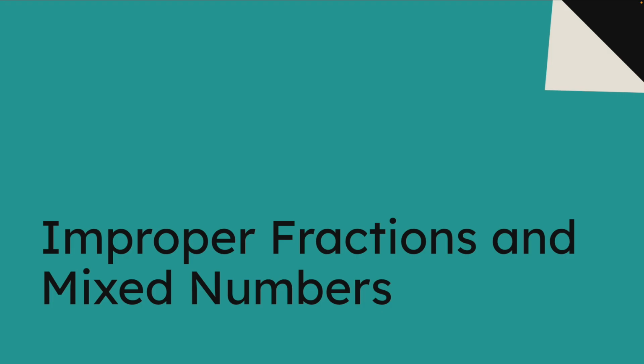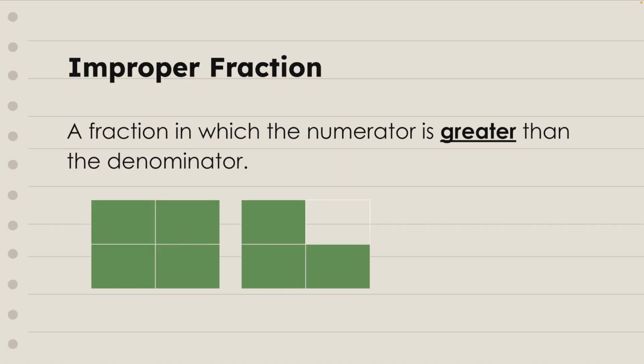Okay, lastly, let's look at improper fractions and mixed numbers. So an improper fraction is where the numerator is greater than the denominator, or the top number is bigger than the bottom number. So if I want to represent the amount of green here using an improper fraction, I would say that I have 1, 2, 3, 4, 5, 6, 7 pieces out of a whole that's cut into 4. So I would say 7/4.